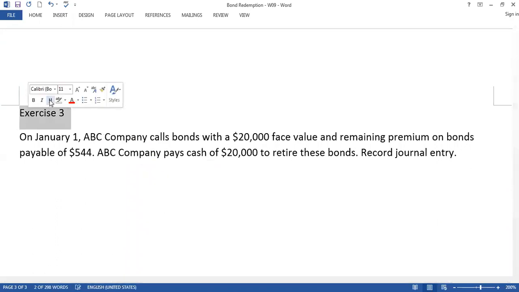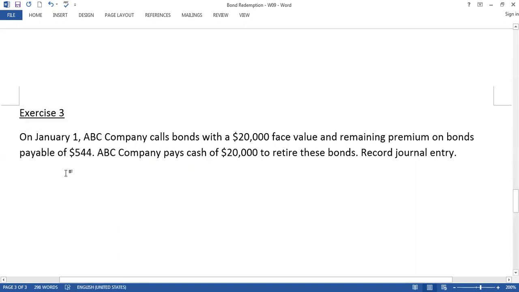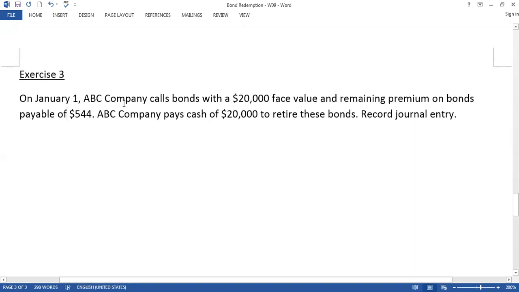This is exercise 3. ABC company calls back bond. $20,000 is the face amount, and the remaining premium on bonds payable is $544. ABC company pays $20,000 cash to retire this bond. So record the journal entry.